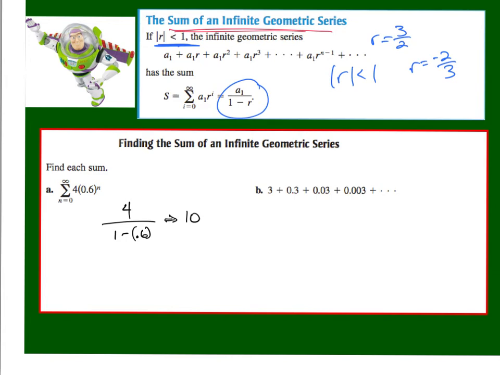All right, this next one. I've got 3 plus 0.3 plus 0.03 plus 0.003. Well, what's my common ratio? What's being multiplied each time? 0.1. So it's being multiplied by 0.1. That's my common ratio, or 1/10. So what's my first term? 3 over 1 minus 0.1. And what do I end up getting? 3.3 repeating, or 10/3.